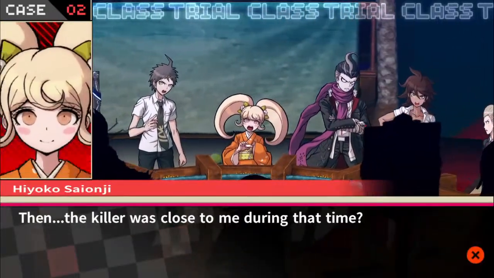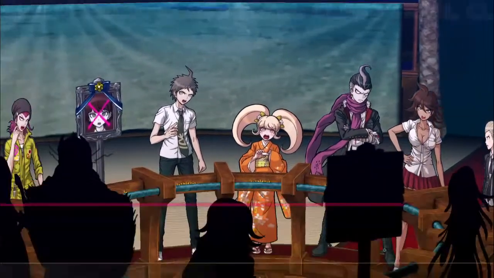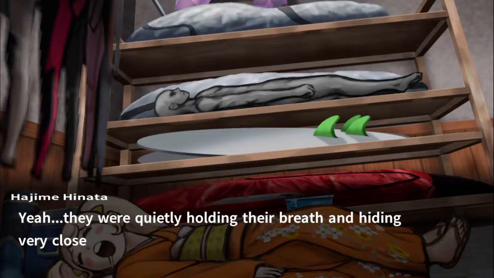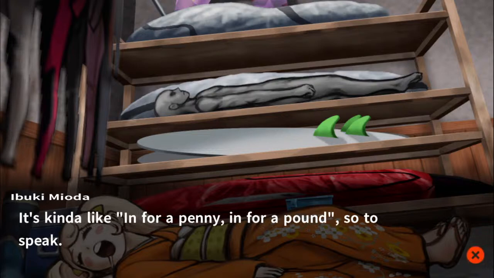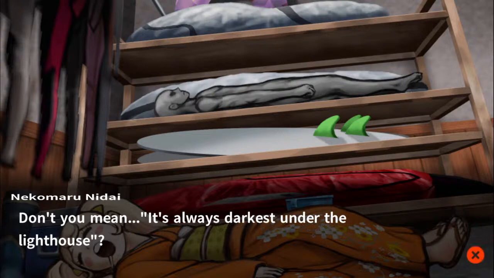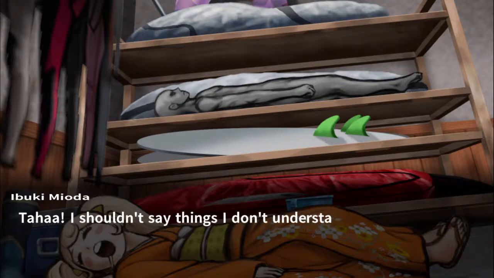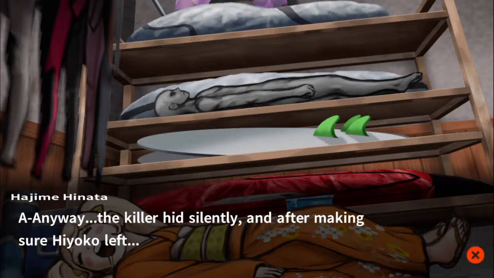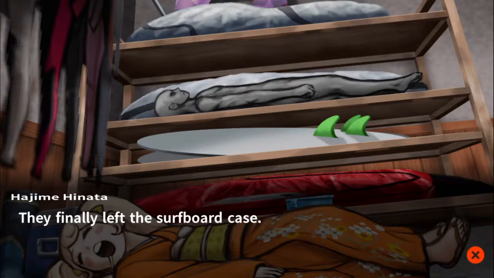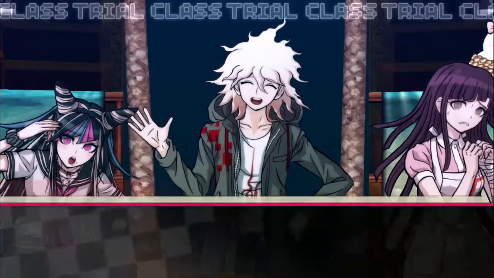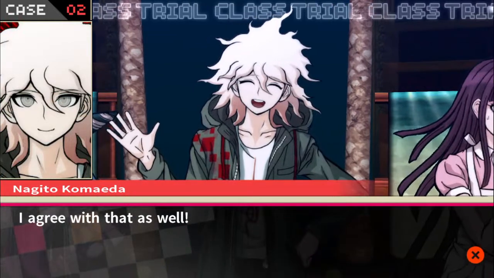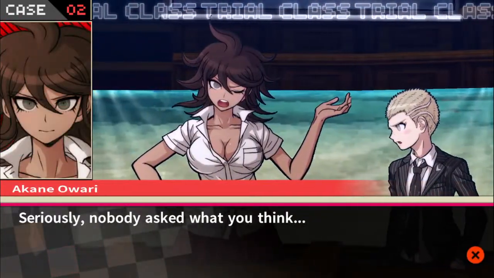Then, the killer was close to me during that time? Yeah, they were quietly holding their breath and hiding very close to you. It's kinda like in for a penny, in for a pound, so to speak. Don't you mean it's always darkest under the lighthouse? I shouldn't say things I don't understand, like, so to speak. Anyway, the killer hid silently, and after making sure Hiyoko left, they finally left the surfboard case. I agree with that as well. Seriously, nobody asked what you think.